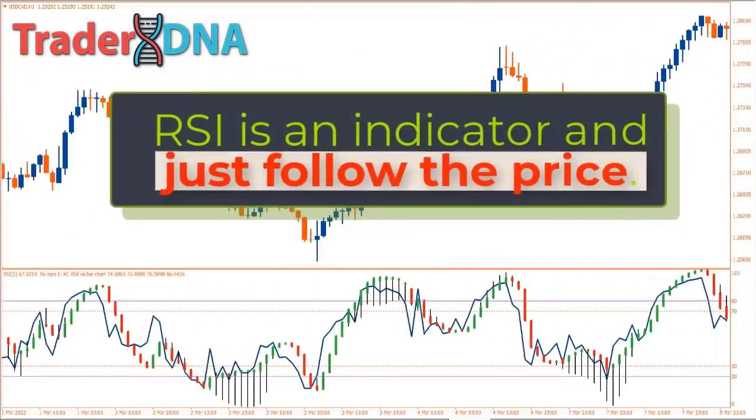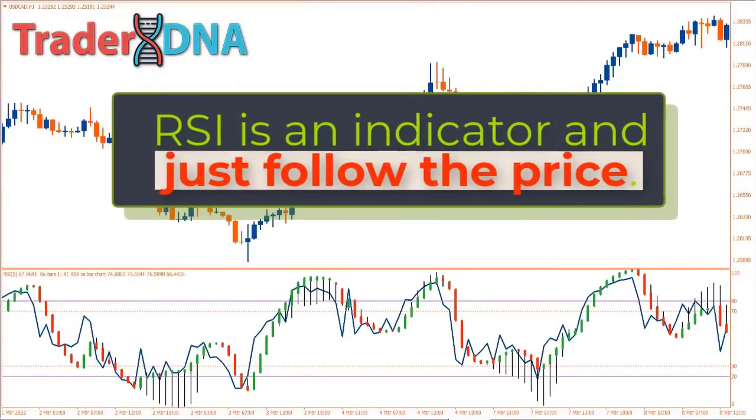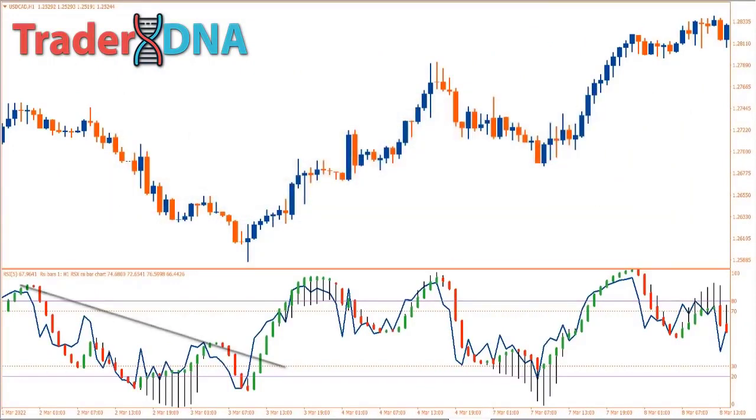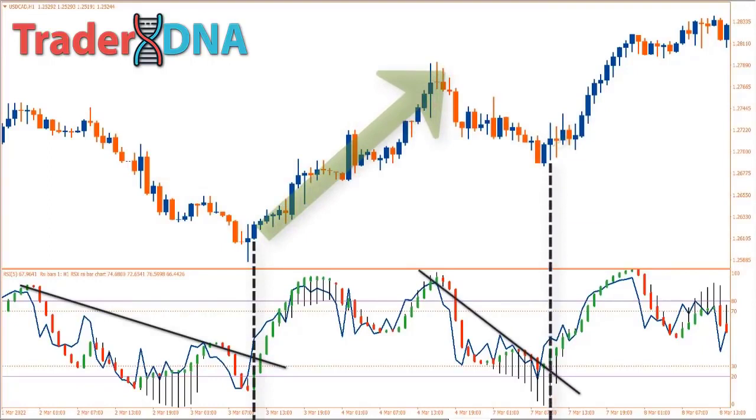RSI is an indicator, and it just follows the price. You should be patient and wait for a clear break of its trend line. Maybe sometimes you should wait to see how the first candle acts after the breakout, and after that take your trade. But remember that we only use indicators to support what we have already established with price action.